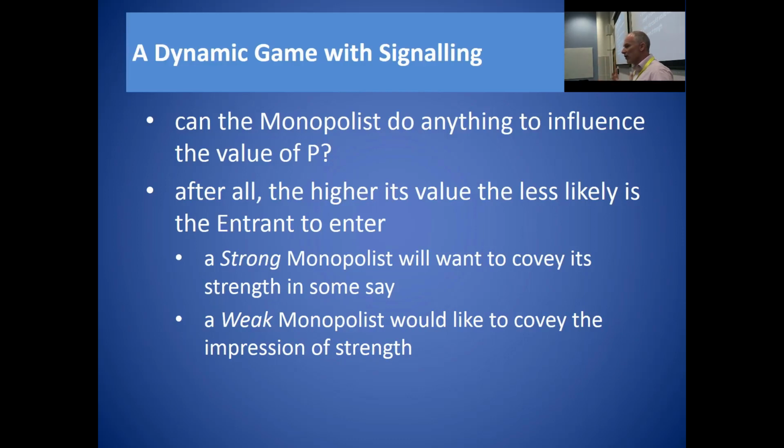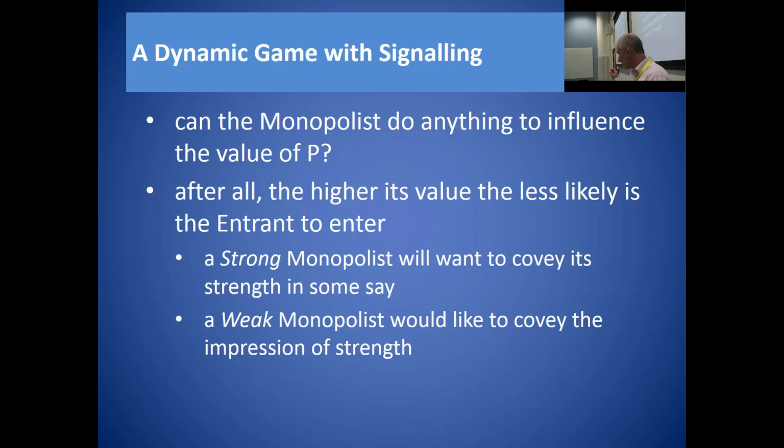But in the same way, the weak monopolist would also want to send a signal. It knows that it hasn't invested in sunk costs, but it would want to pretend that it had. It would want to send a signal, oh, I have invested in sunk costs. And if it did that, again, it would influence that value of P. If the entrant receives that signal, it thinks there's a higher probability that the monopolist is strong, it's less likely to enter. And that is what the monopolist wants.